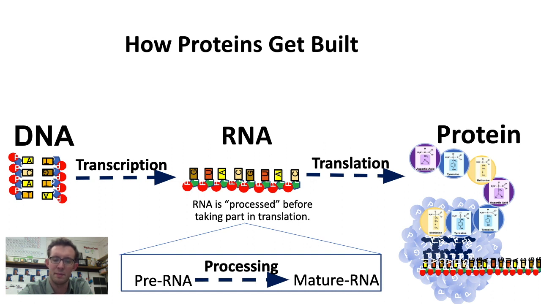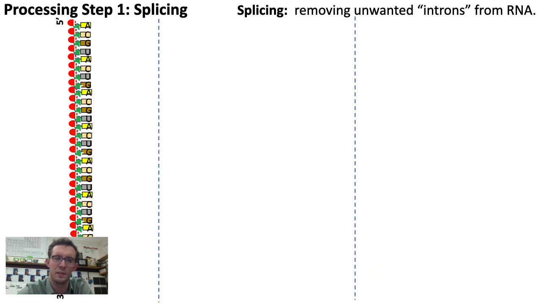So there's two steps to RNA processing that we'll cover in this video. And the first of those you did in class today, and that's splicing. And splicing of RNA just means removing unwanted pieces from it and then stitching the remaining pieces back together.